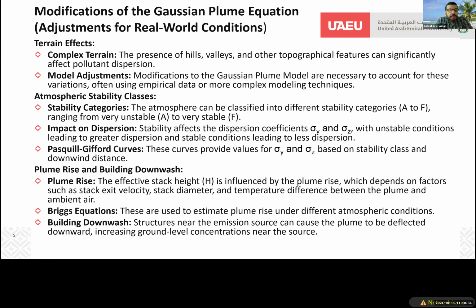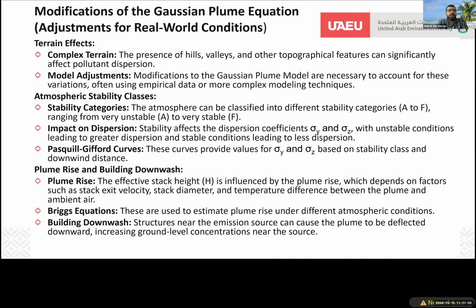So in the last video of today's topic, or this week's topic, is the modification of the Gaussian plume equation. How would we adjust this to really reflect real-world conditions? There are a lot of limitations that this model cannot really deal with. For example, terrain. Terrain means how your geography or your elevations are changing.